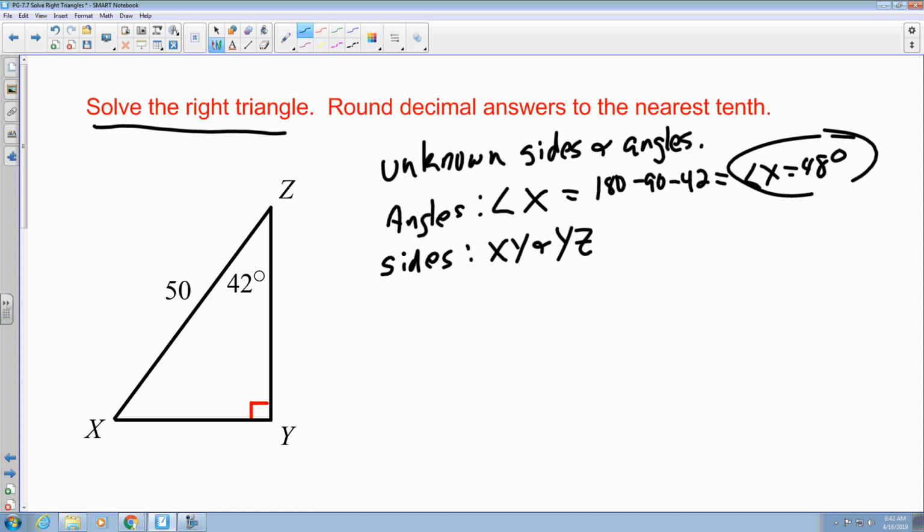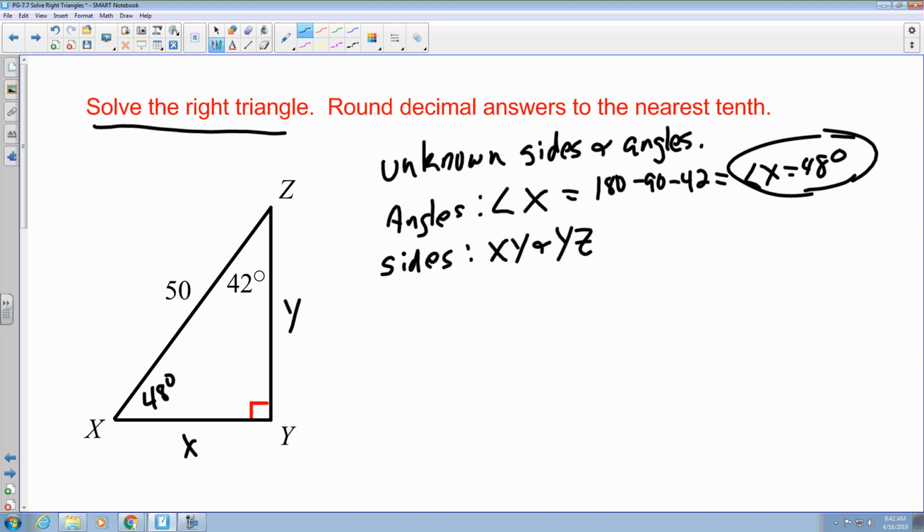48 degrees. Sorry about that. All right, so I'm just going to write that in there. Now what we have to do is find the side measurements for XY and YZ. So we'll just call this X and we'll call this Y for simplicity.